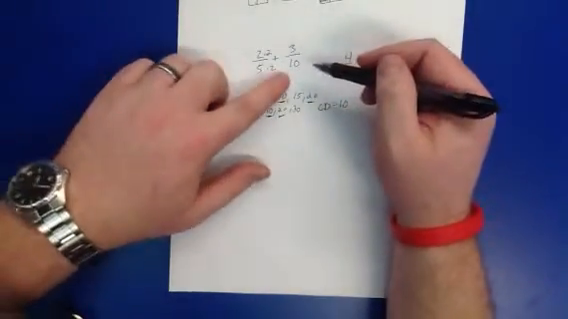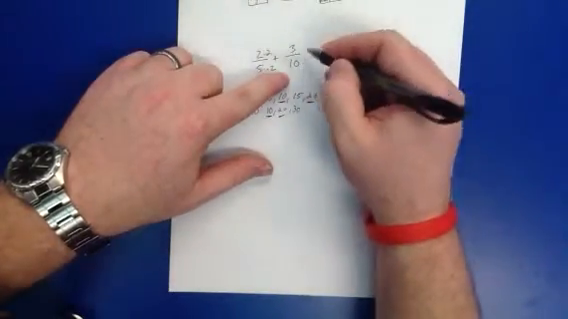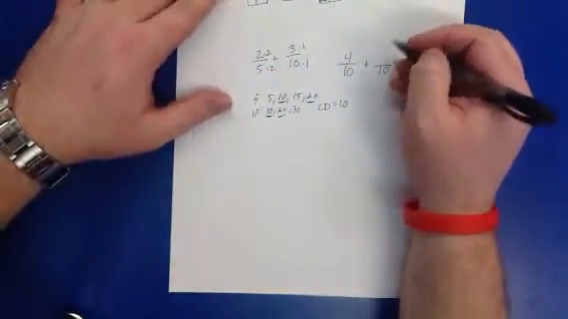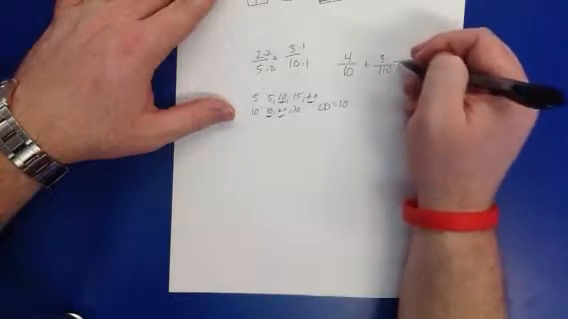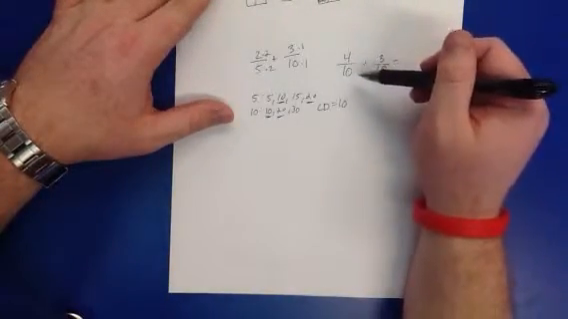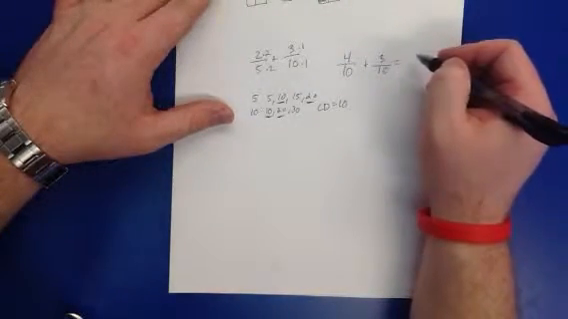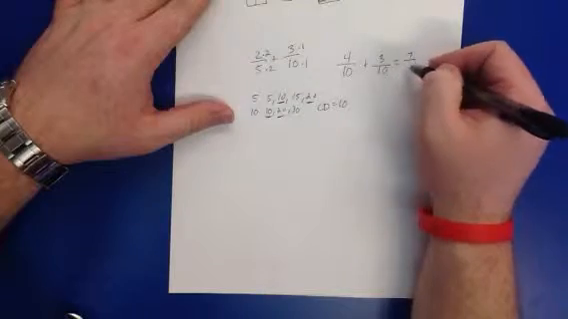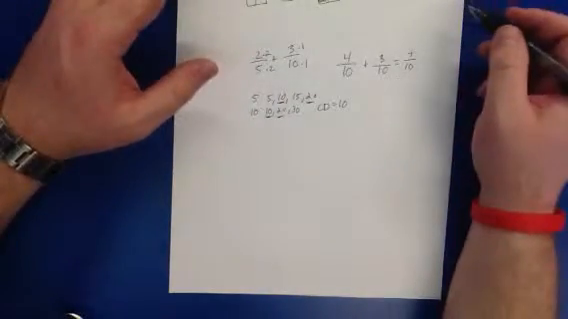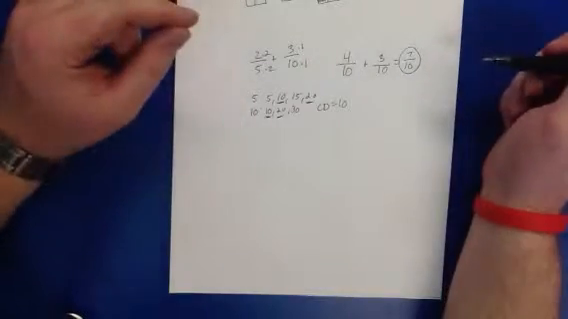Looking at this 10, what did I do to the 10 to get to this 10? Well, I simply multiplied by 1. So 3 times 1 is 3. Now looking at this, I can now add because we have like denominators. And because I have like denominators, I can add these two fractions together. 4/10 plus 3/10 is 7/10. I cannot reduce this any further, and so my answer would be 7/10.